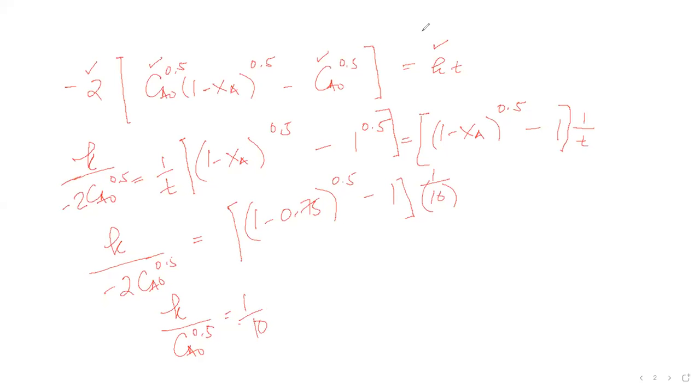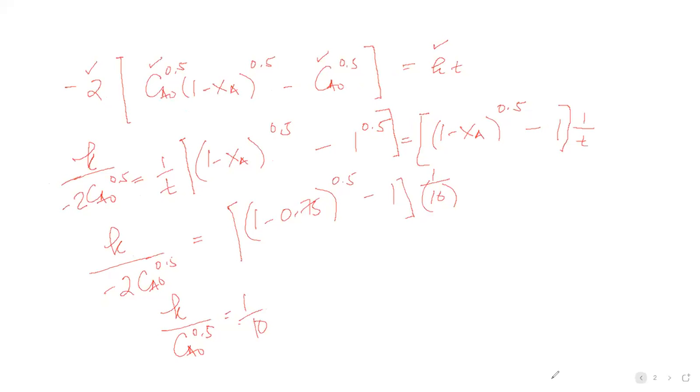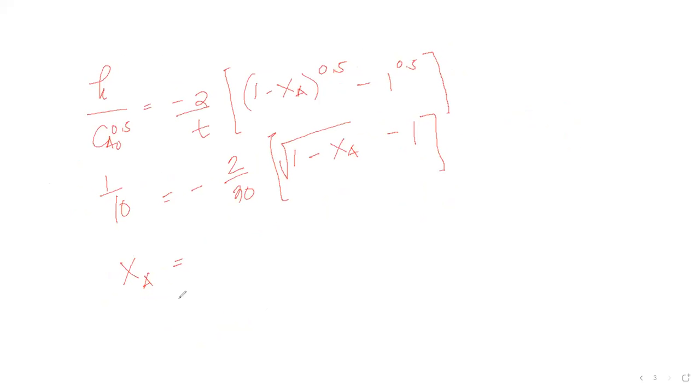If that's 1 over 10, if we go to the next slide, this would be 1 over 10. Okay, and if it's negative 2 over 10, so I think I have written the equation correctly this time. So what's the value of XA that you're getting this time?